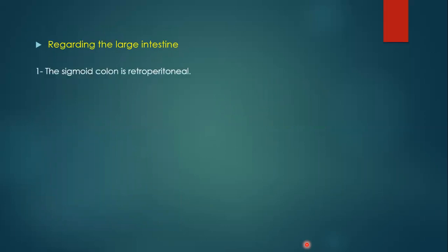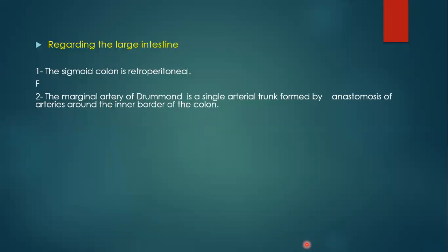The sigmoid colon is retroperitoneal. False. Retroperitoneal. Number 2, the marginal artery of Drummond is a single arterial trunk formed by anastomosis of arteries around the inner border of the colon. True.